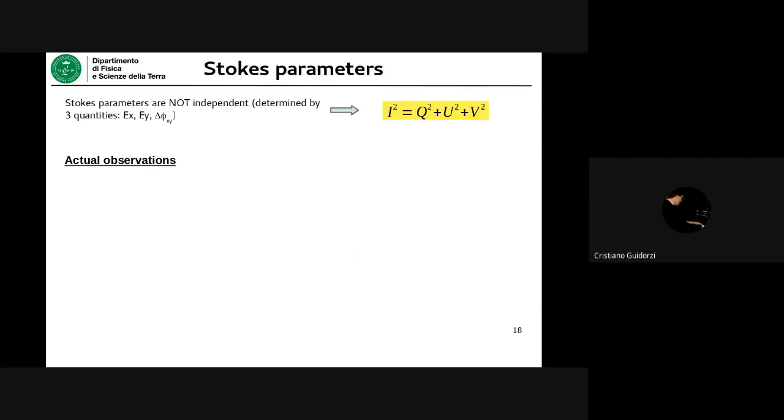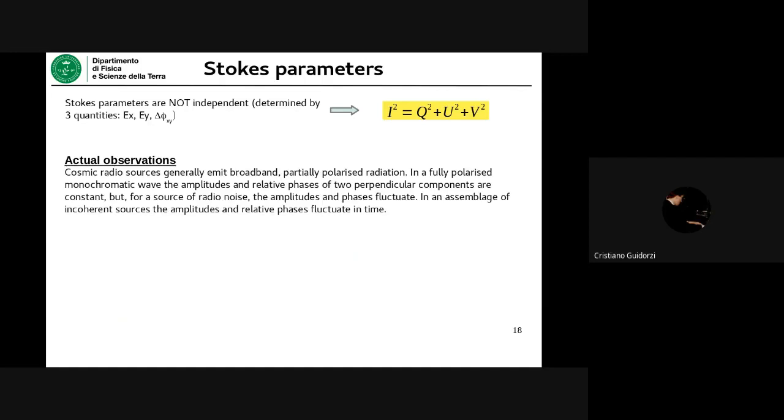As I repeated, but I say it again, in actual observations, as a matter of fact, you see the sum of different independent waves. So the phase change as well as the amplitude can change in a random way, dependent on which kind of source you are considering. So in general, they are fluctuating.